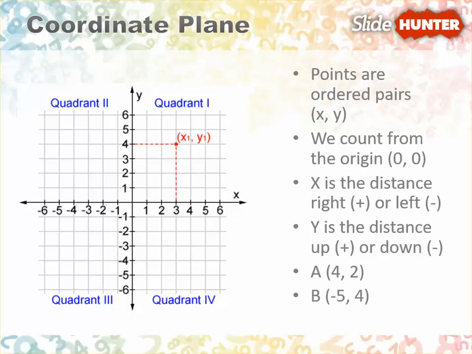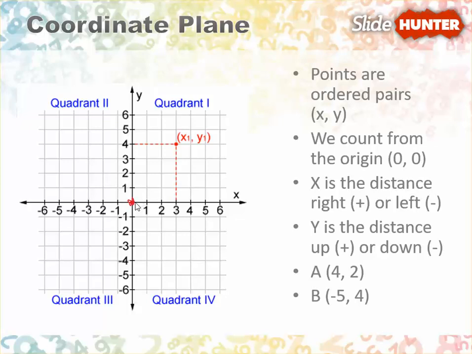So points are made from two numbers. We call them an ordered pair, and we write them as x comma y. To figure out what that means, we count from the origin. The origin is where the two axes cross. This point is 0, 0.